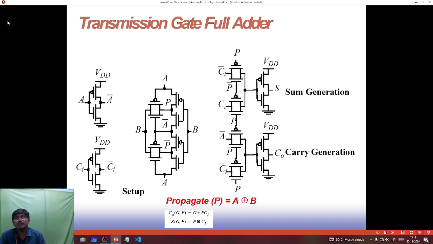Now the transmission gate full adder. The adder consists of 3 inputs and 2 outputs, sum and carry. This is the input we call the A input. There will be input inverter circuits, and A and B are connected through a transmission gate, which forms the sum generation circuit, and this forms the carry generation circuit. This is the A input and this is the B input.